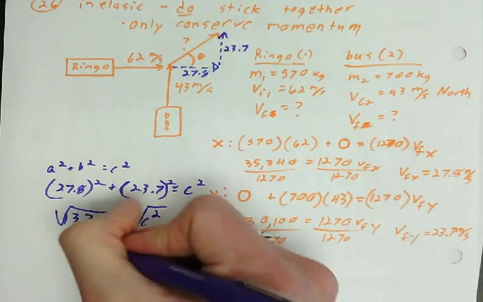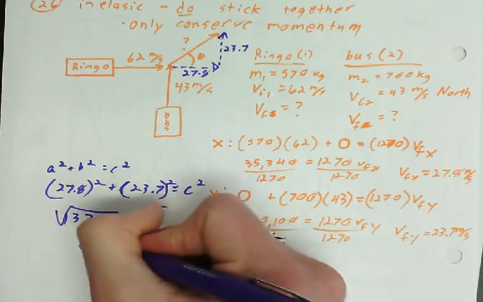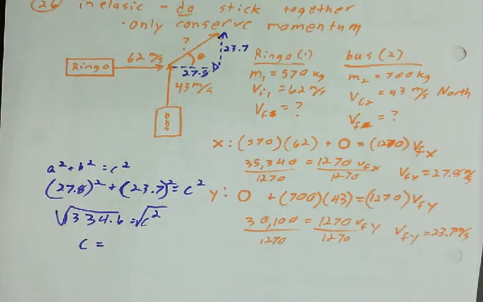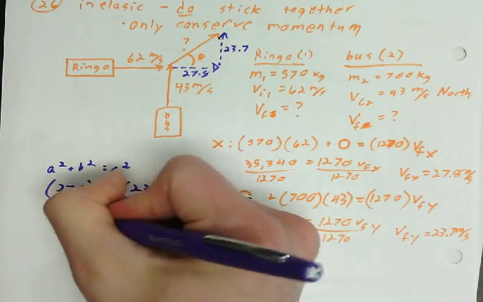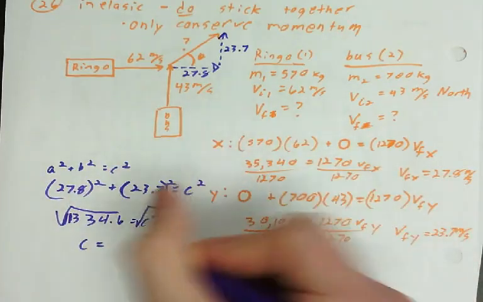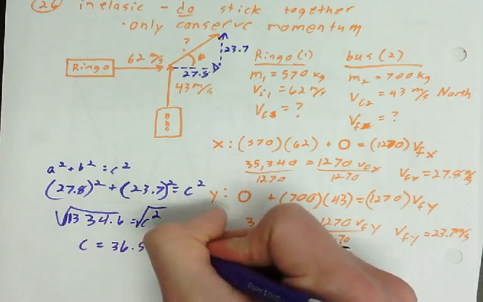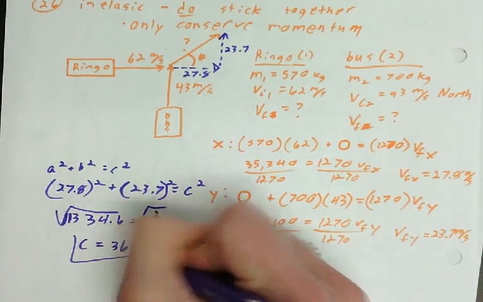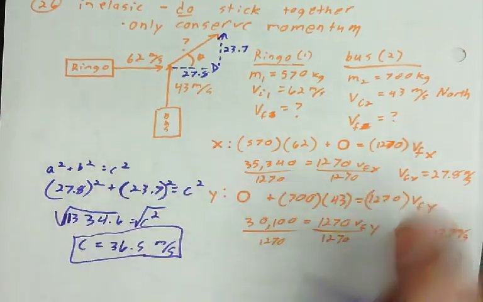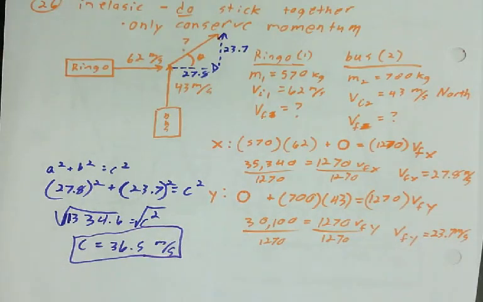Is that 334? It's 1,334. Yeah, sorry. And that gives me 36.5. Okay, that one's actually easy. I forgot about the whole Pythagorean theorem. Once you figure out these, the rest of it is not difficult.